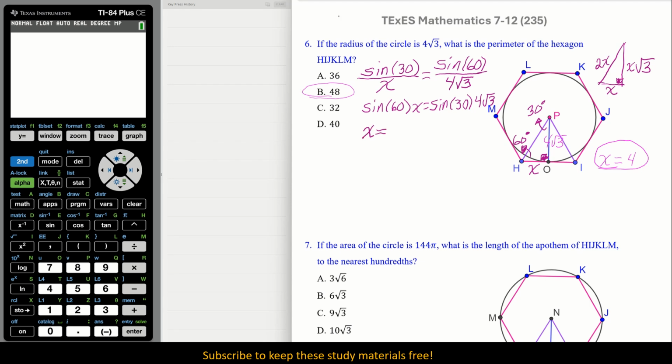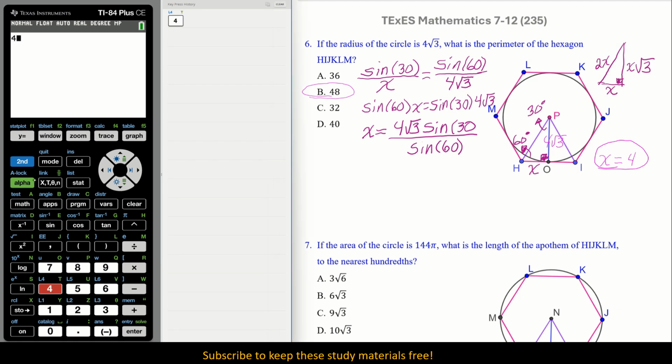That means we need x equals 4 square roots of 3 sine 30 all over sine of 60. Okay, see what I did? I just rewrote it. We divided both sides by sine of 60. Okay, now let's put that in the calculator.